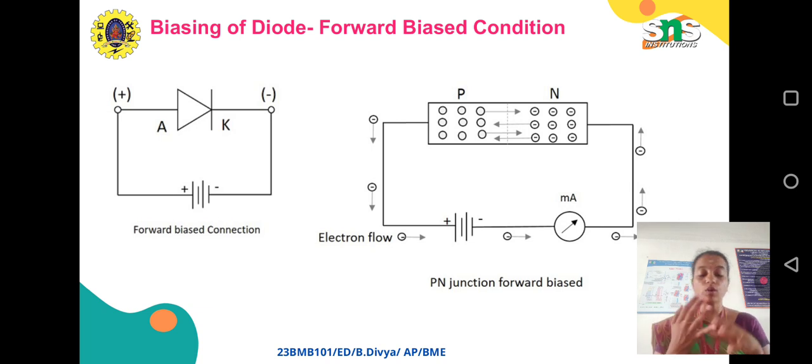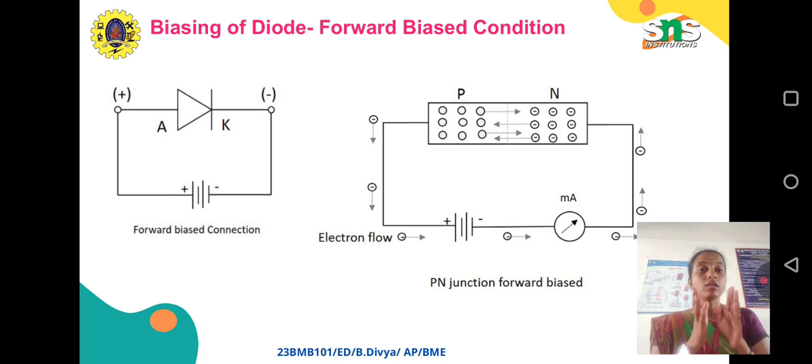Next, the diode has two types of biasing conditions: forward biasing and reverse biasing. Forward biasing is when the diode gets a positive voltage, and reverse bias is when the diode works in the reverse condition, that is, negative voltage. In this practical diagram we can see that the anode is connected to the positive terminal and the cathode is connected to the negative terminal.